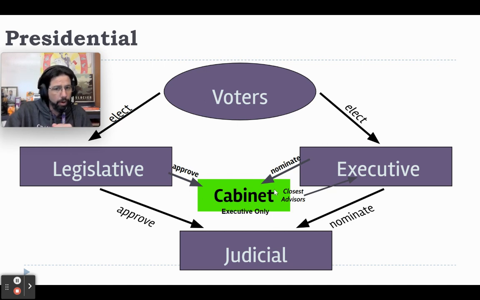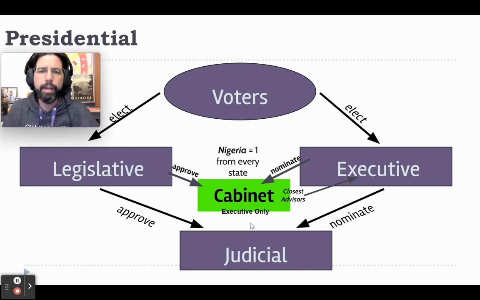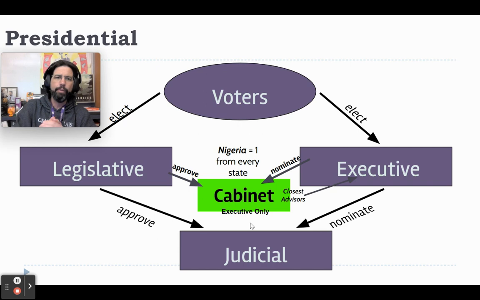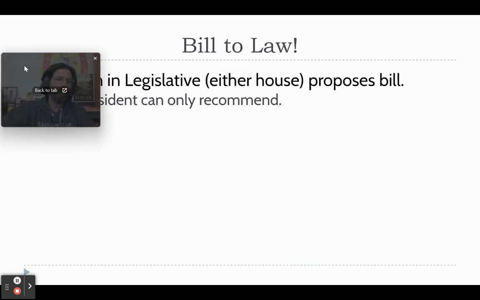This is a reminder that cabinet members have no other connection to the legislative branch. They are not members of Congress at all. Nigeria does have a little quirk, and the quirk is that because it is such an ethnically diverse country, there's a constitutional requirement that every member of cabinet be from one state. So there is one member of cabinet from each different region of Nigeria. And this kind of helps bring that diversity to the cabinet. And it doesn't look like all the president's decisions are being made without the input from every part of Nigeria.